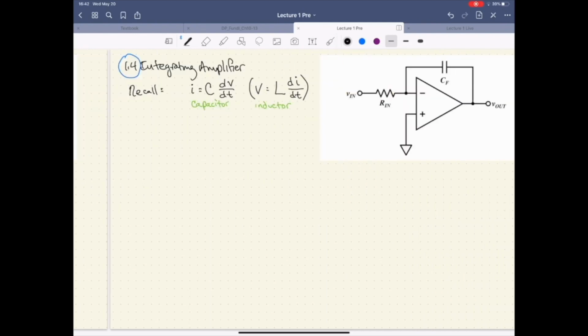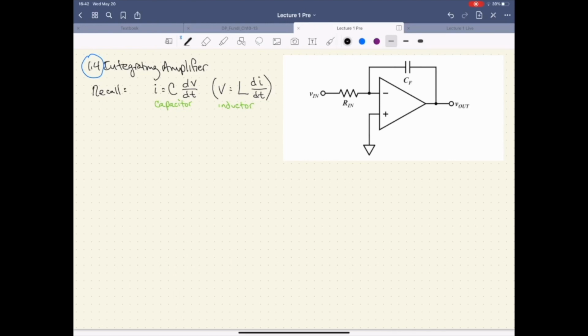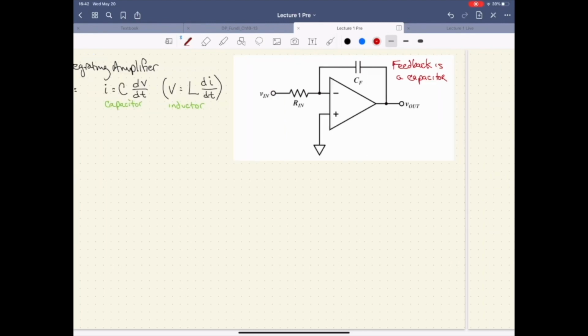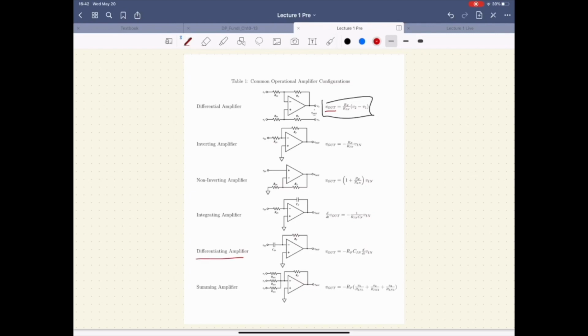All right, let's do another one here. The integrating amplifier is a little bit different. In this instance, our feedback is a capacitor. Interestingly enough, the integrating amplifier has the feedback as a capacitor, but the differentiating amplifier has a capacitor in the input, and it keeps a resistor right there. So you can see the duality at play here between integration and differentiation.